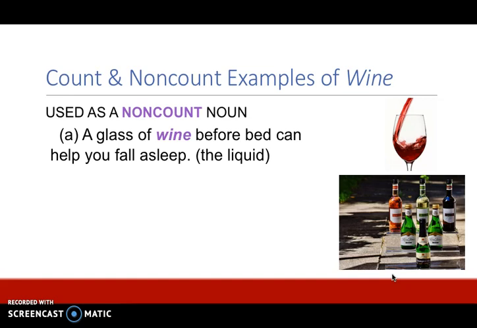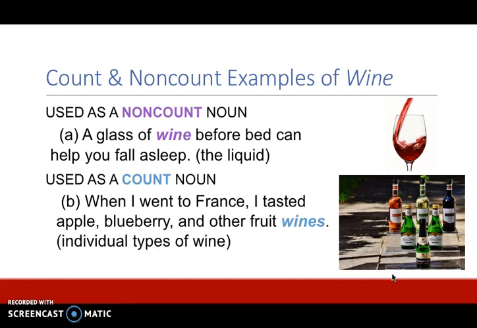Wine, used as a non-count noun. A glass of wine before bed can help you fall asleep. So this is the liquid. Used as a count noun, when I went to France, I tasted apple, blueberry, and other fruit wines. And this is referring to individual types of wine. So that can be used to express a count noun. So you'll notice that wines is plural here because it's count.